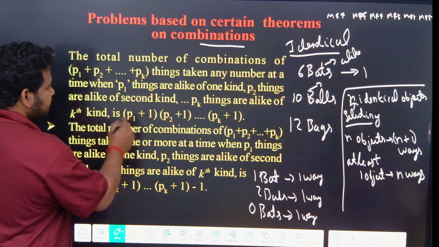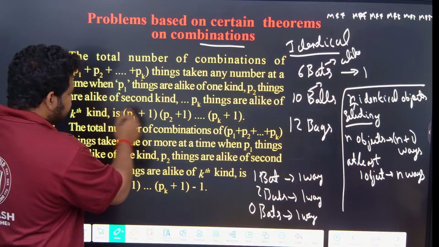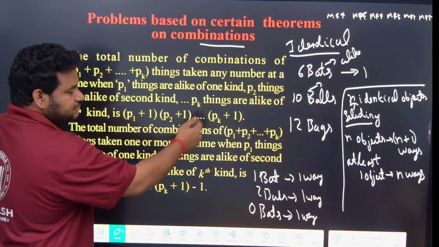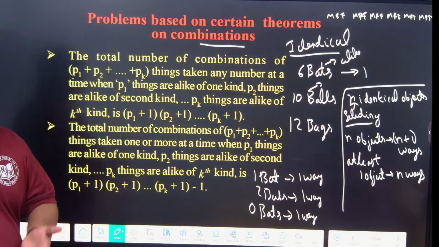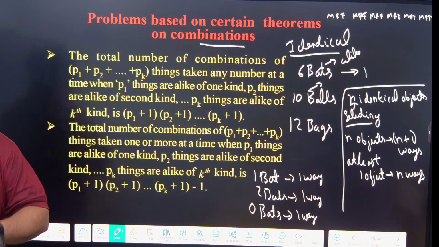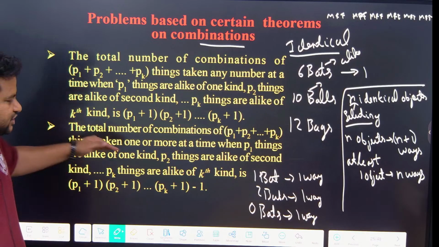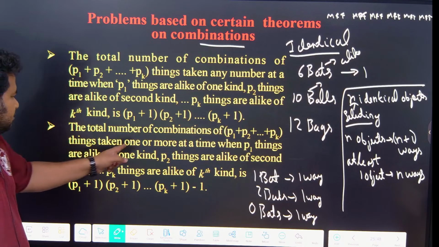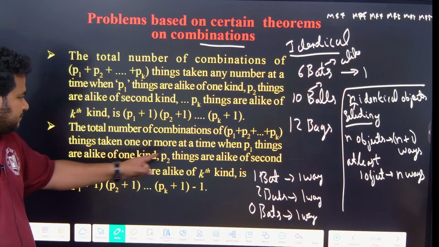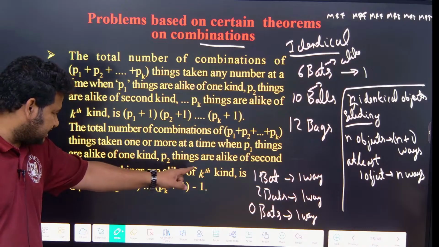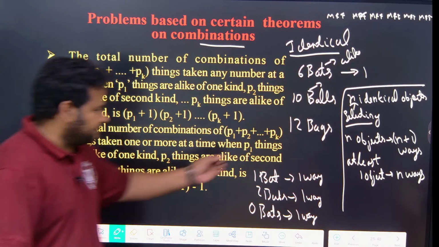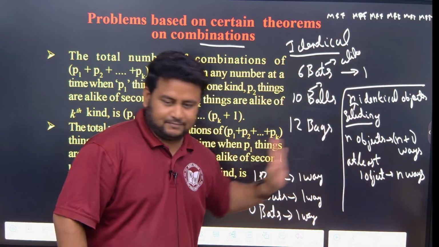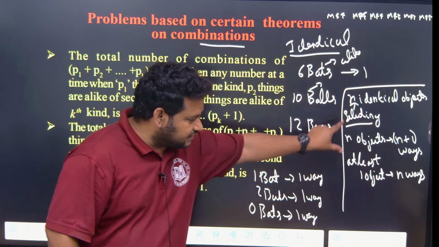That is what they have given. See here, number of ways of selecting P1 objects which are alike is P1 plus 1, P2 objects which are alike is P2 plus 1, Pk objects which are alike is Pk plus 1, M objects which are alike is M plus 1, N objects which are alike is N plus 1. That's all. But if they give at least, the total number of combinations taken one or more at a time, where P things are alike of one kind, up to kth kind, is given by the product minus 1. No need to worry about this: if you remove 1, you will get N. That is what they have written here, and that is what I have simplified and written here.